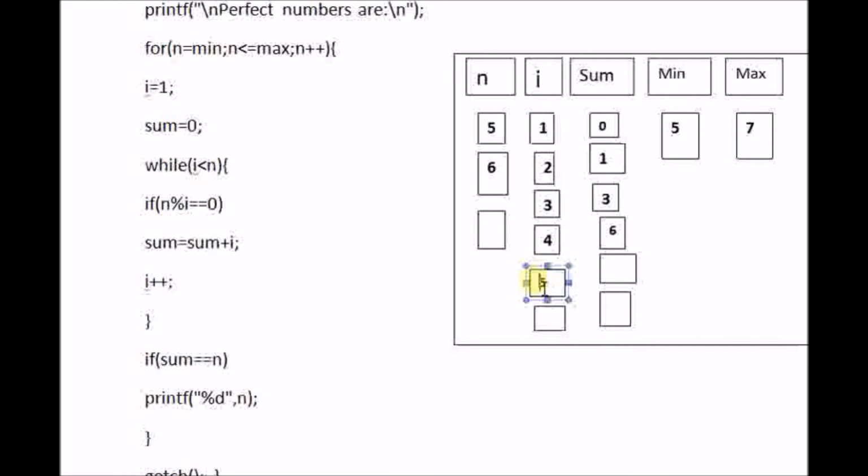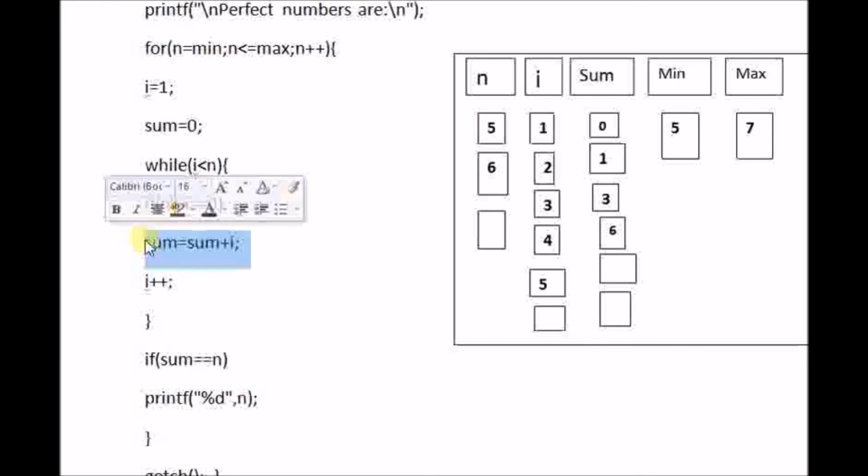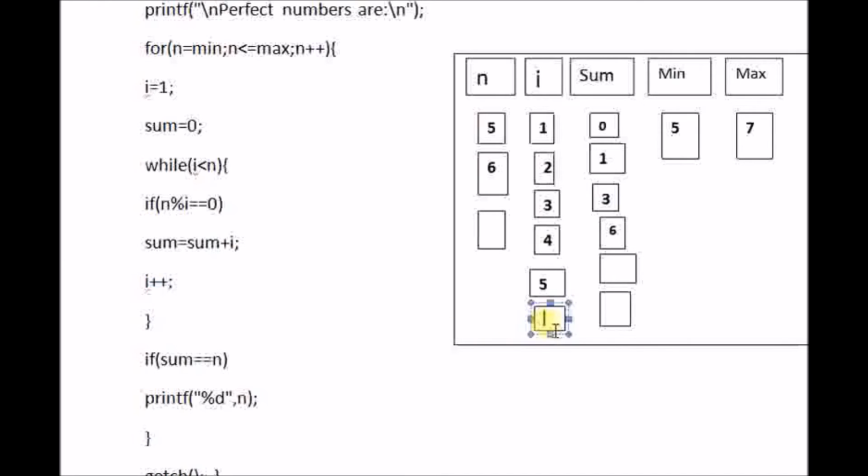Now we go back to the while loop. The new value of I is 5. Is 5 less than 6? Yes, the condition is true. Here at the if condition, is 6 mod 5 equal to 0? The remainder is not 0. This statement will not get executed. I plus plus, the new value of I will be 6.